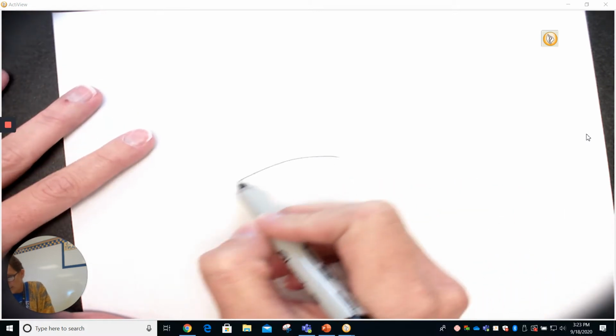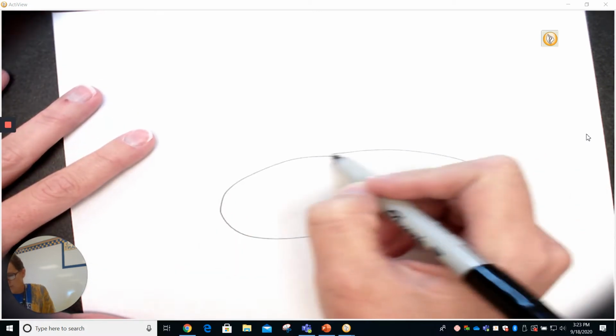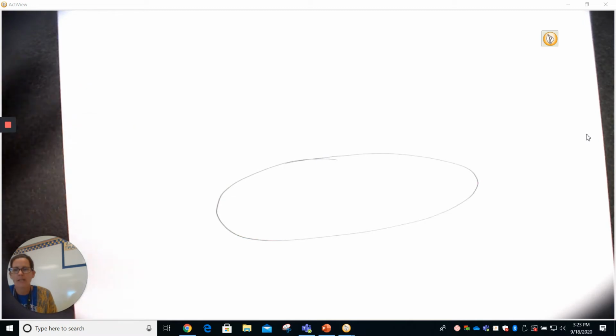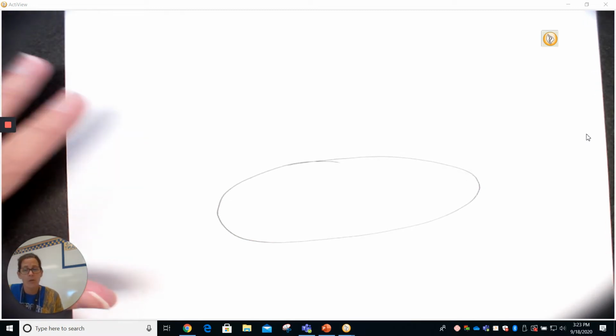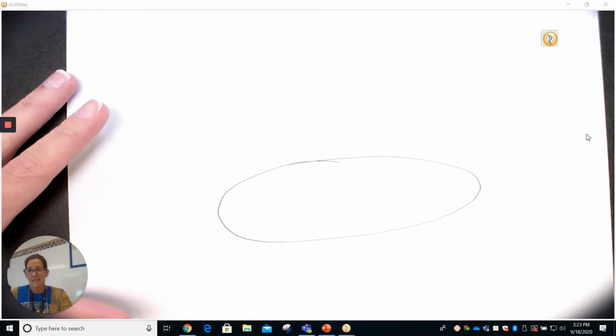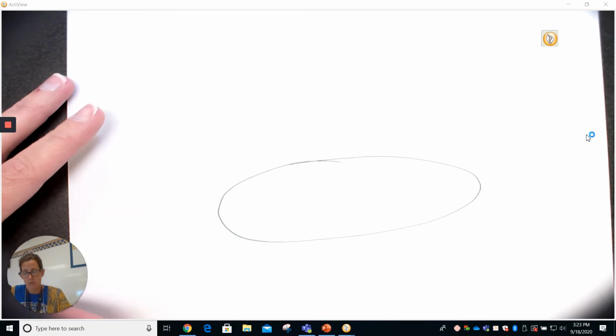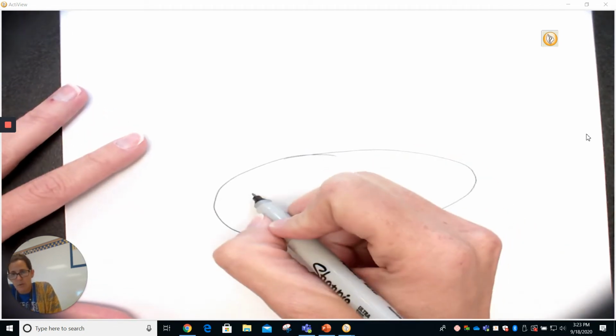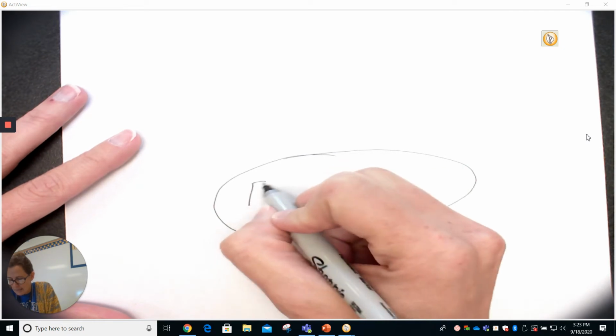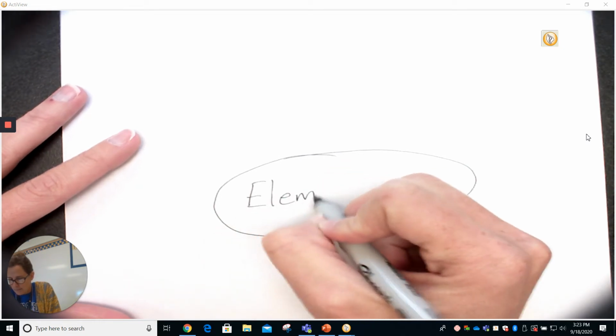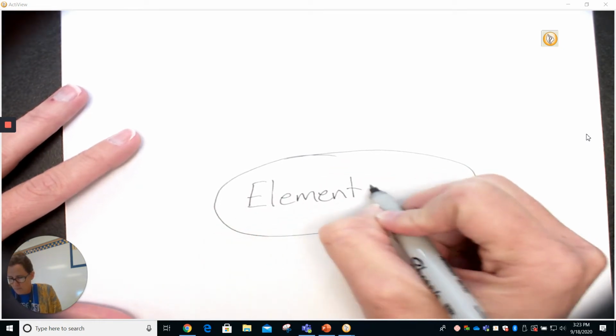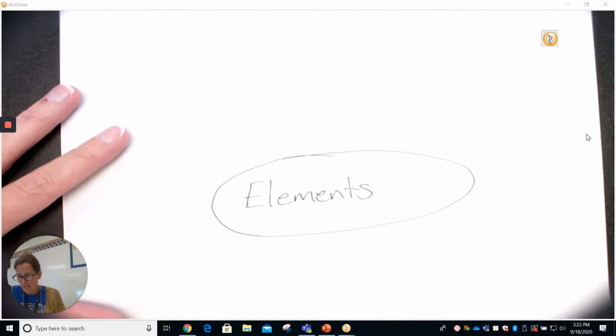So in order to make a piece of paper look kind of like that one, we're going to draw a little bit of a circle right here in the middle. Okay, so we got a little circle. Remember, it doesn't have to be perfect, but I do want you to be able to read what is in your boxes and your circles. Okay, so the circle right here, we're going to write elements inside. Okay, so there's elements inside our circle.